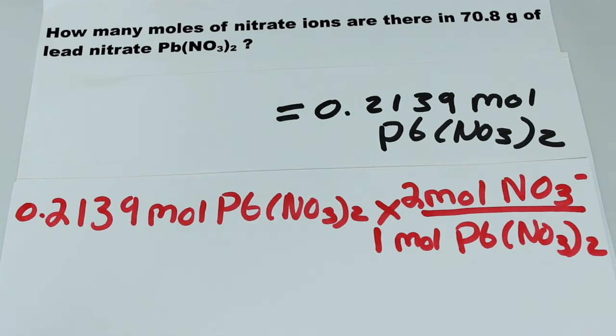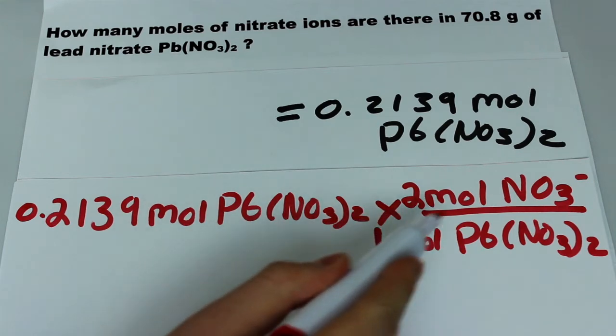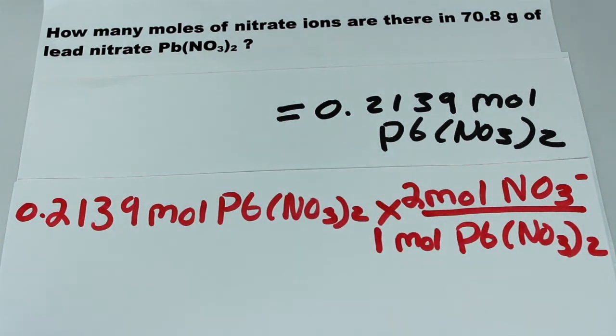So to work out the number of moles of nitrate ions present in the sample, we must take the number of moles of lead nitrate present in the sample, which is 0.2139 moles, and then we must multiply that by the number of moles of nitrate ions present in 1 mole of lead nitrate, which according to the chemical formula is 2 moles of nitrate ions. Now what you may notice about this conversion factor is that the equivalent value, which is 1 mole of lead nitrate, because there are 2 moles of nitrate ions present in 1 mole of lead nitrate, that equivalent value is a part of the denominator rather than the numerator, as was the case in the previous calculations.